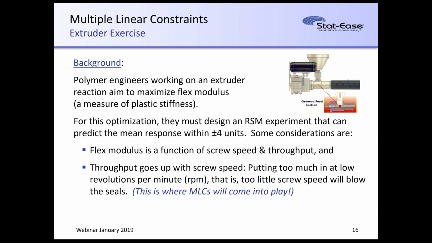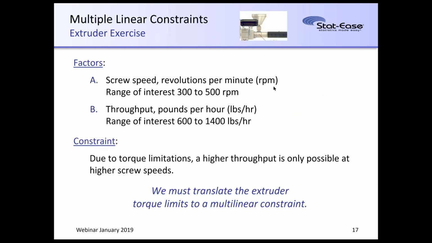If we put too much material through at too low of a revolution, that builds up torque on the screw. And if we're lucky, we'll blow the seals. If we're unlucky, we can actually warp the screw. So this is where the multilinear constraints will come into play.